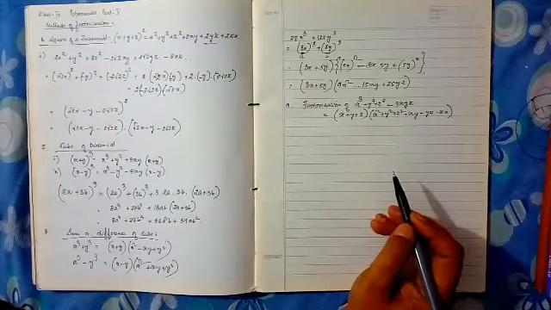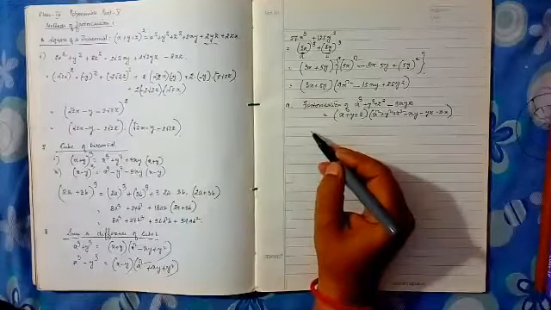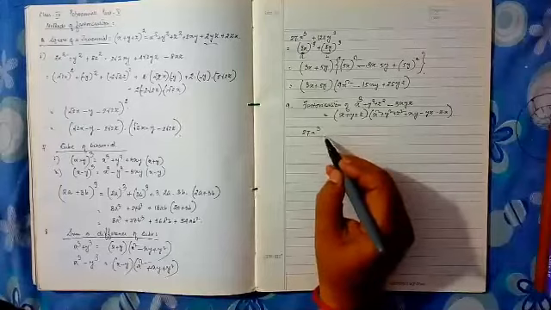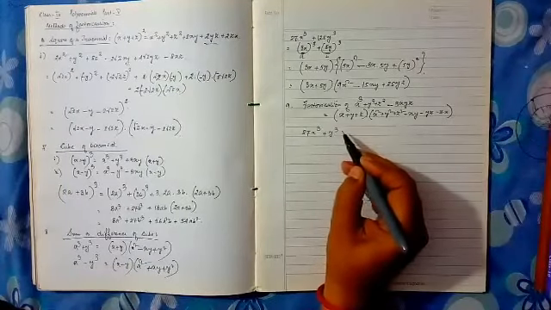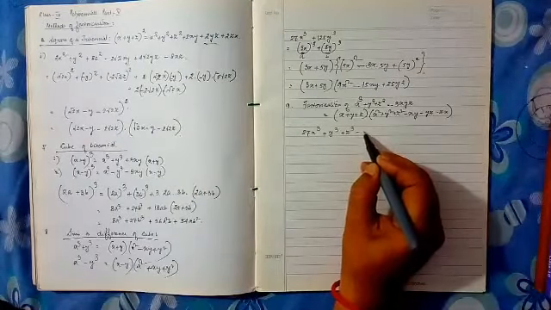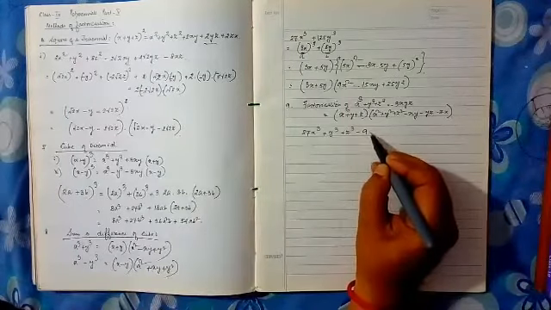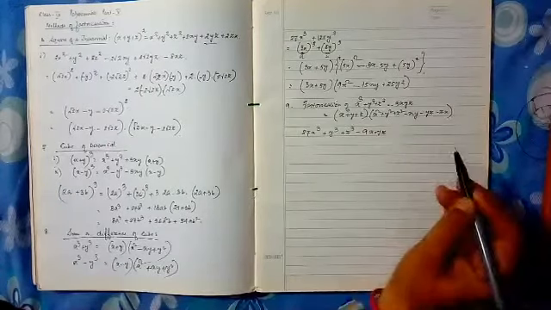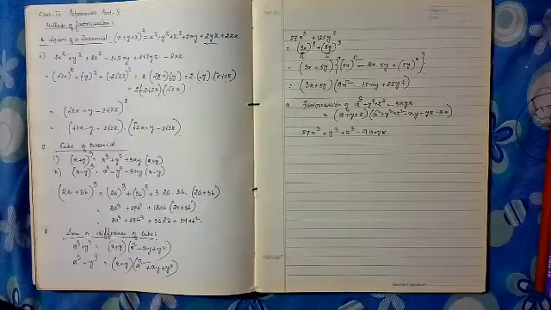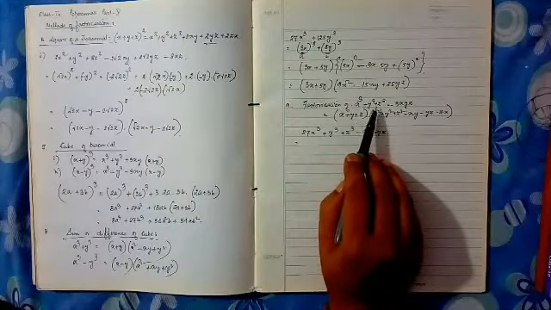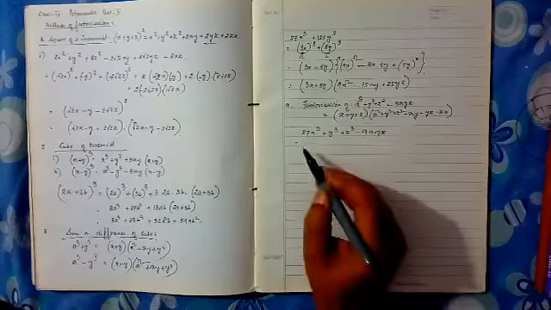So let us take one example. Factorize 27x cube plus y cube plus z cube minus 9xyz. First let us write this in the form of a cube plus b cube plus c cube, that is x cube plus y cube plus z cube.